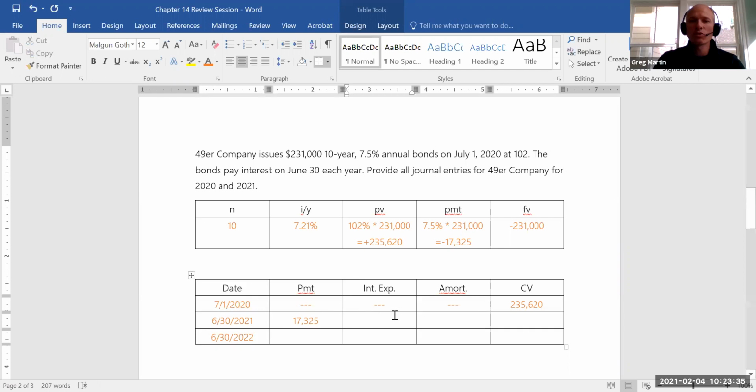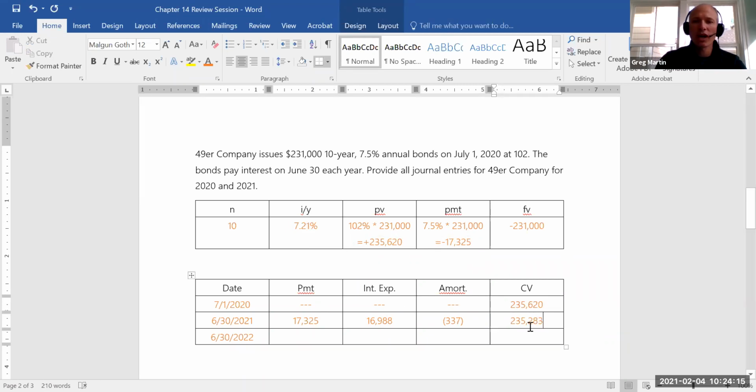And then the second piece is, well, how much interest expense has accrued? The way we do this through the effective interest method is we take the previous carrying value and multiply it by the bond yield, which is 7.21%. So our interest expense over that 12-month period is $16,988. The difference between the two is the amortization of the premium, which is $337. And that amortization reduces the carrying value of the bond to $235,283.